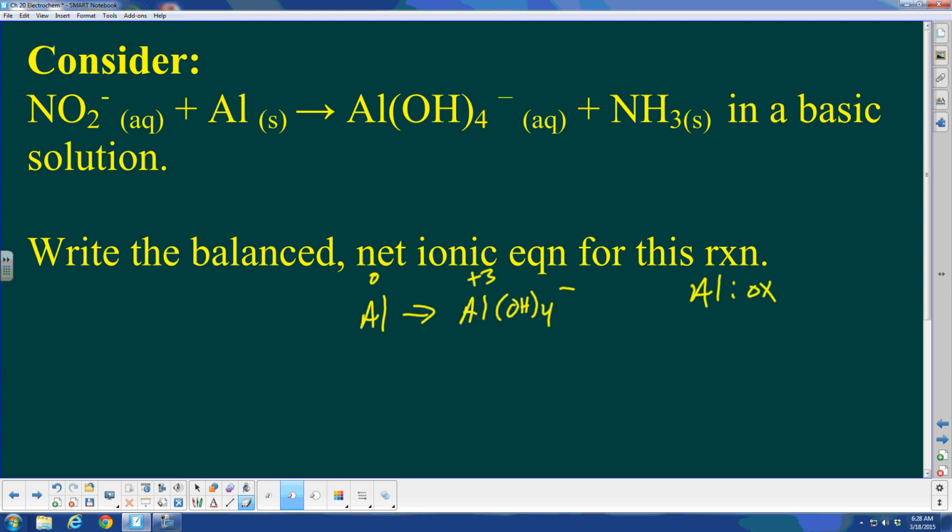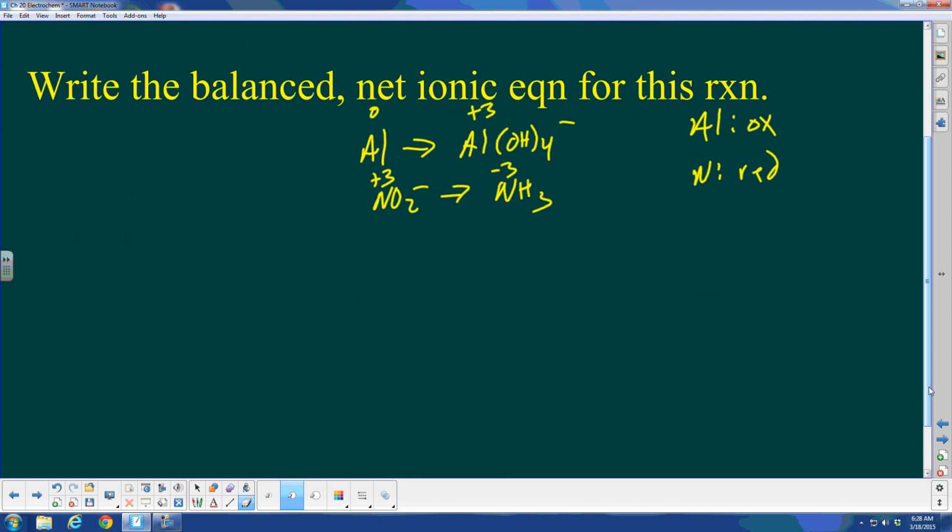Good. And what's my other option? That means I have NO2 minus going to ammonia. Right here, my N is a +3, and over here, my N looks like a -3. So my nitrogen is reducing. Good. So let's work on balancing these.